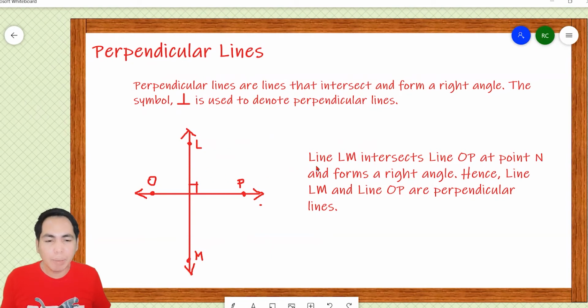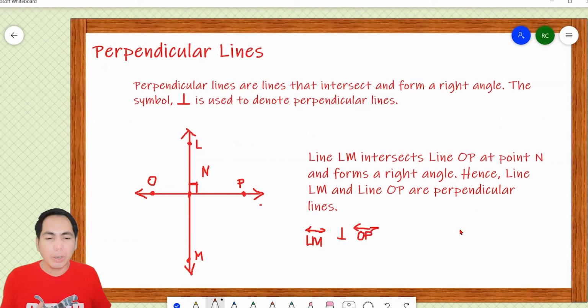So let us have this example. Line LM intersects line OP at point N. So, in other words, the point of intersection of the two lines is at point N and forms a right angle. You can see here a right angle at the point of intersection. Hence, line LM and line OP are perpendicular lines. So we can also write this as line LM is perpendicular to line OP.